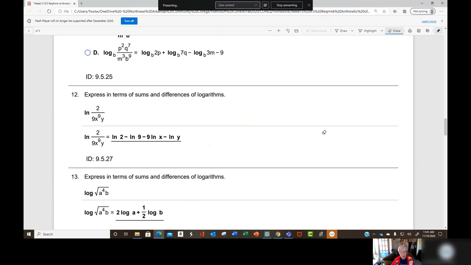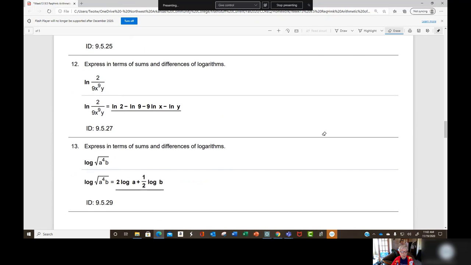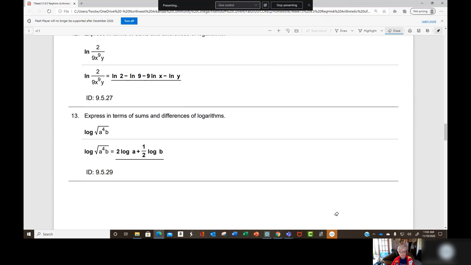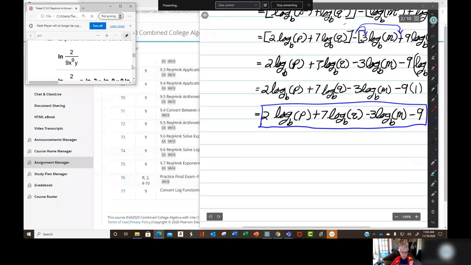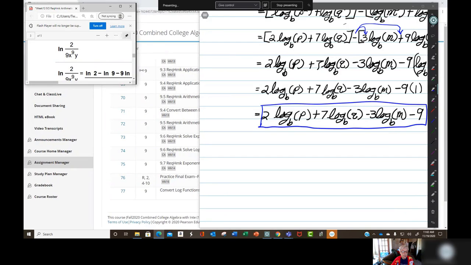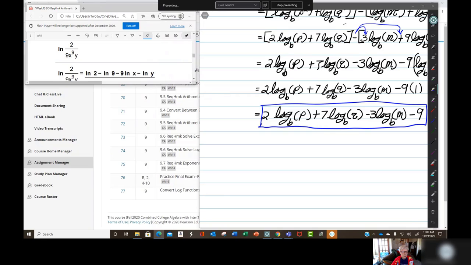Okay, now, number 12. There it is. Express in terms of sums and differences, and we can see what the answer is here. Okay, so they're expanding it a lot.